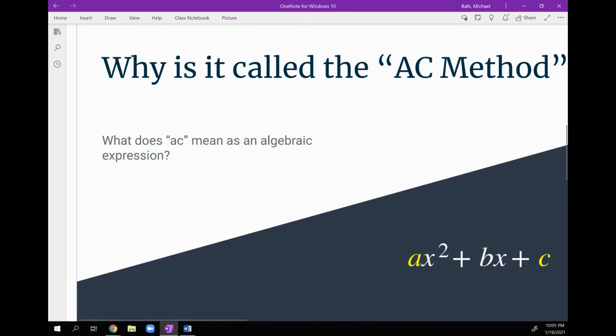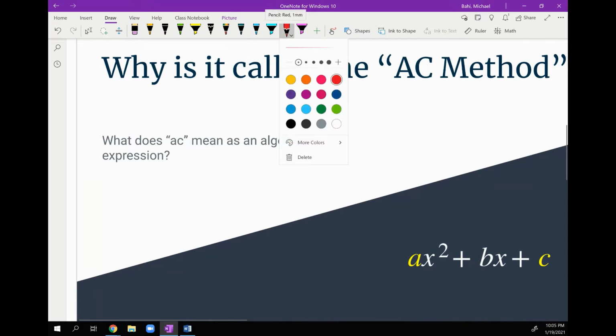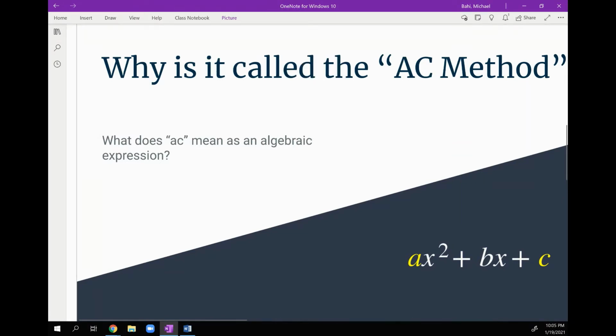Well, if you're shouting, it means A times C, then you are absolutely correct. Okay, well, that's great, Mr. Bahi, but where do the A and C come from?